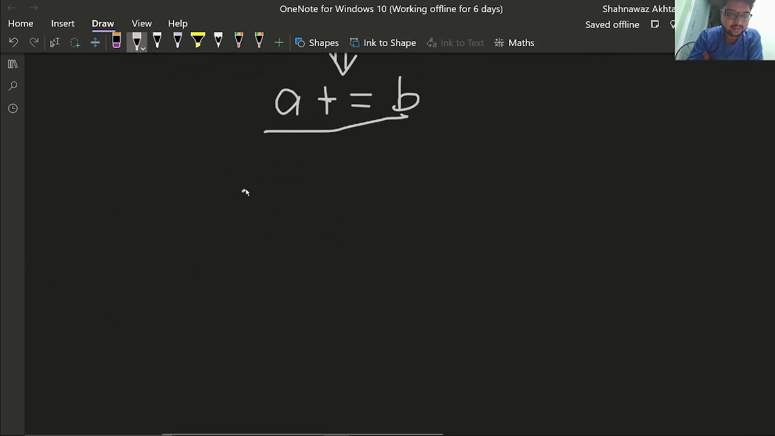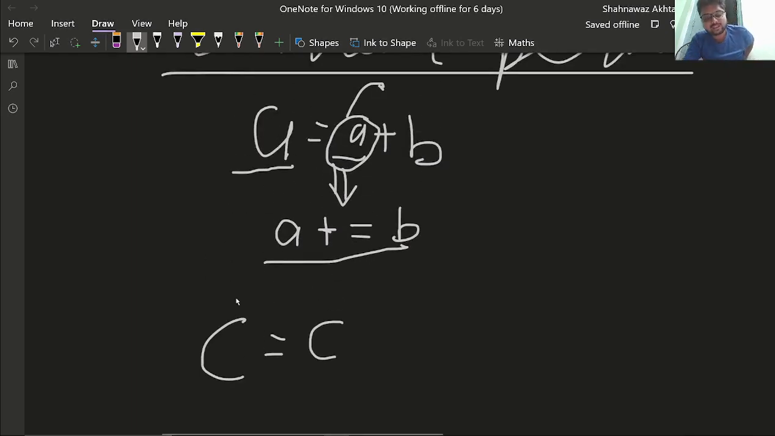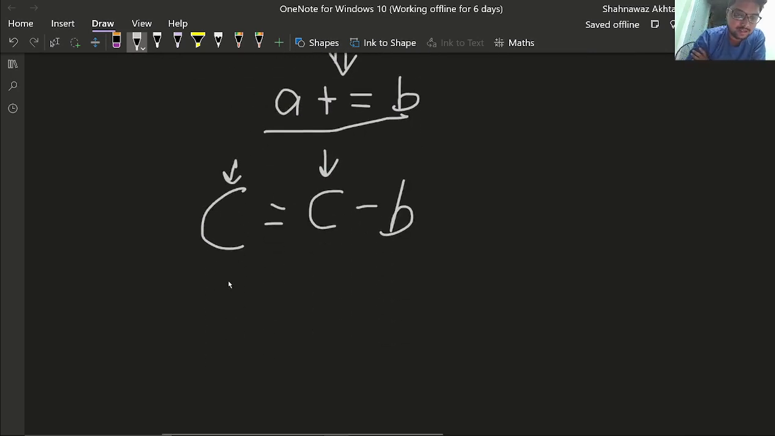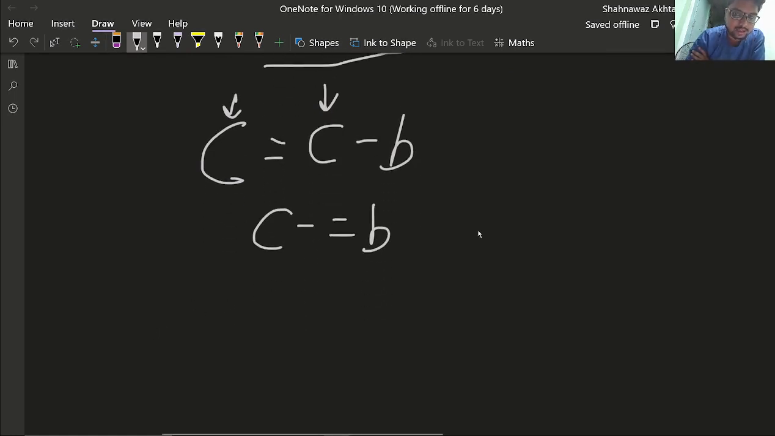Now again, we can do the same, but the condition is that the term which is here should be repeated here. So this is C equals C minus B. All right, then we can write it as C minus equals B. Okay, all right. Then another example.